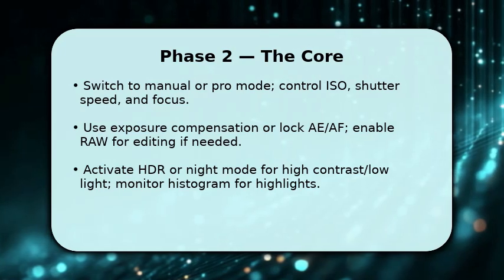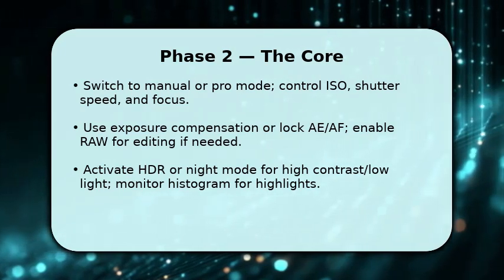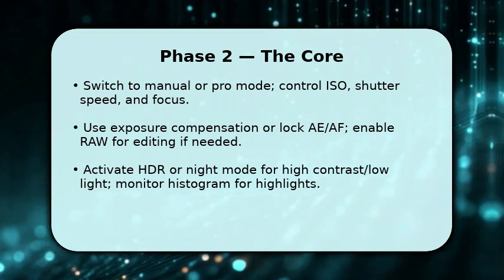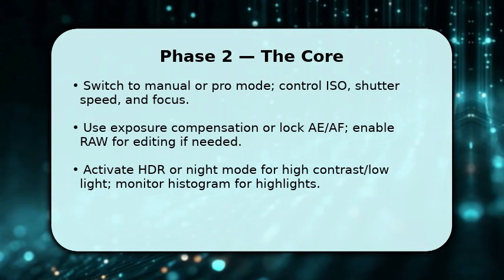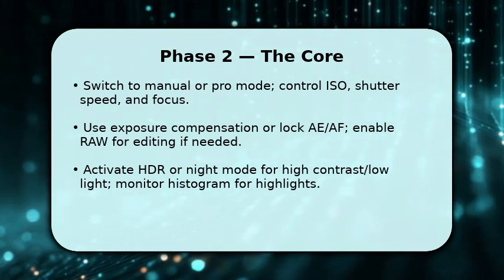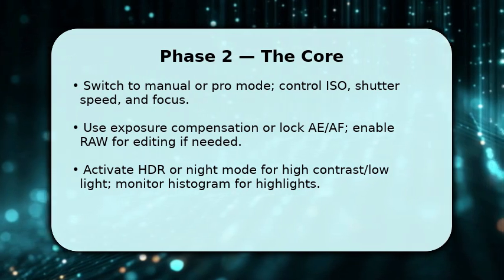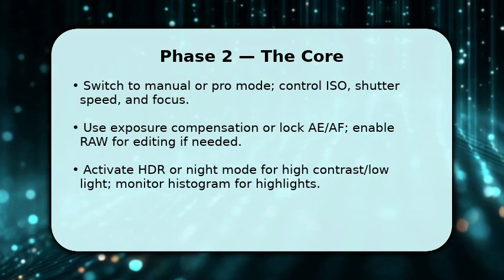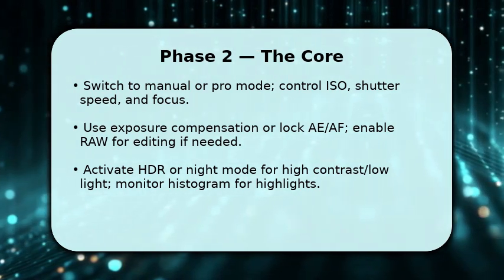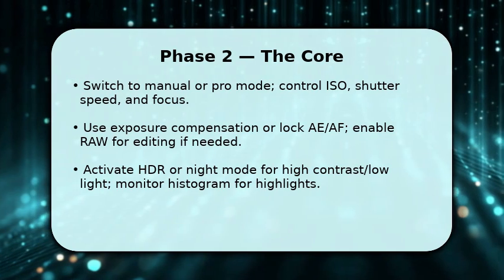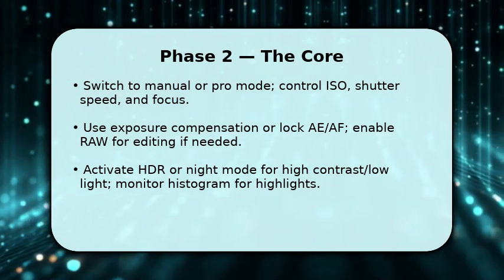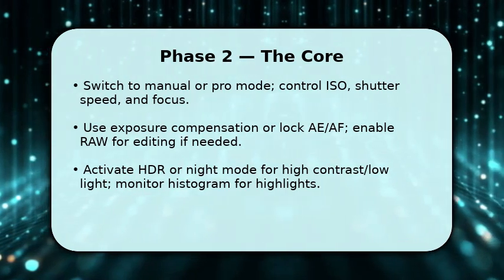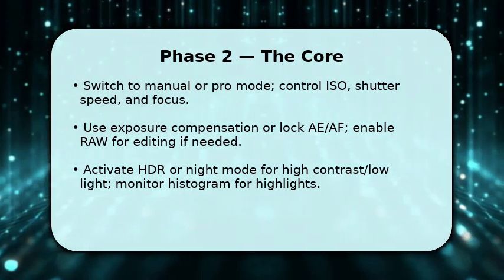Now you handle the core controls that determine image quality. Switch to manual or pro mode so you can set ISO and shutter speed. Lower ISO reduces noise, while slower shutter yields motion blur or light. Tap to focus, then lock AE/AF to preserve exposure. Enable RAW if you plan heavy editing, because it retains more detail. Also, turn on HDR or night mode for tough lighting. Check the histogram to avoid clipped highlights and shadows, and adjust until you see a balanced spread.